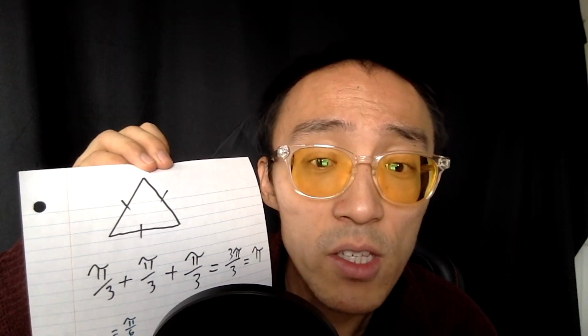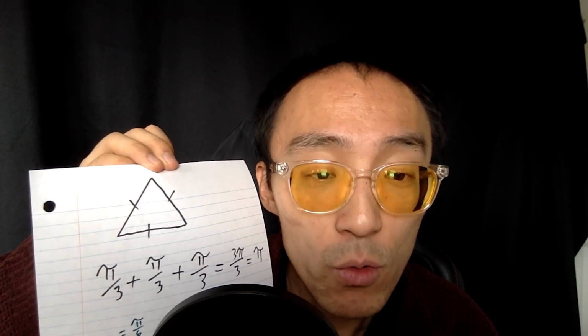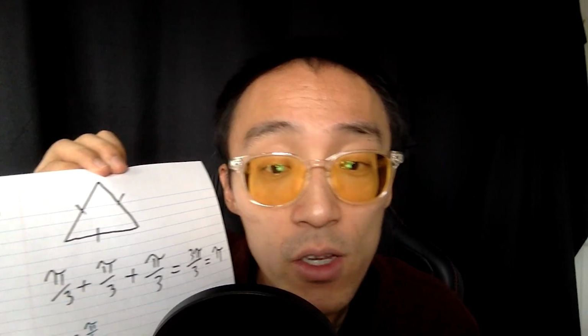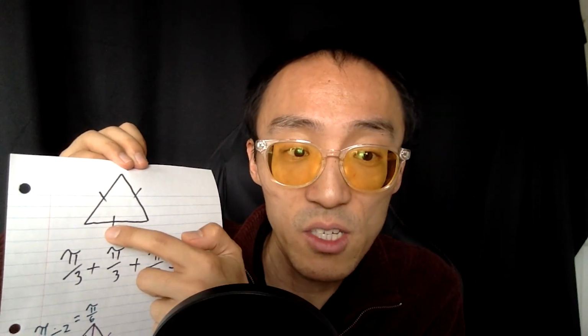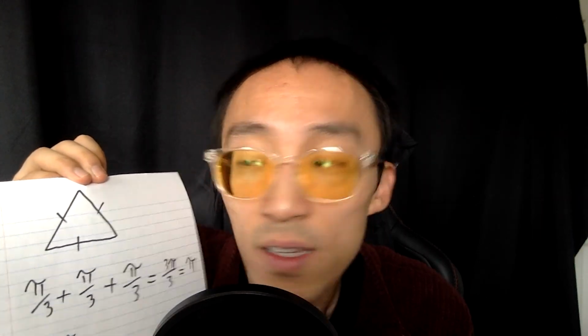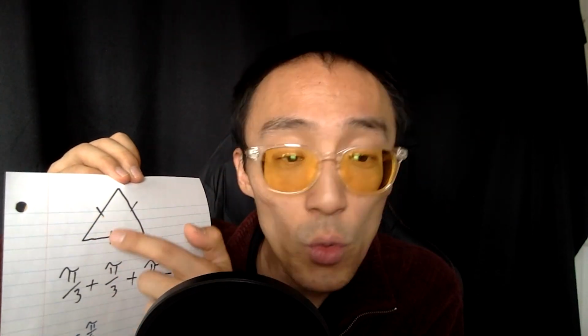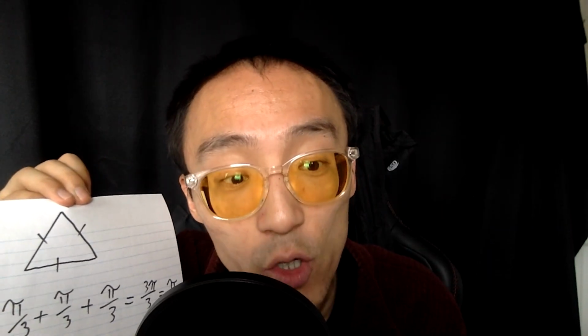The second fundamental you need to know is what an equilateral triangle is. In an equilateral triangle, all 3 sides are equal. So this side is equal to this side is equal to this side. The other property of an equilateral triangle is that the interior angles, each one of them, are equal to each other. So we have to know this property of a triangle.